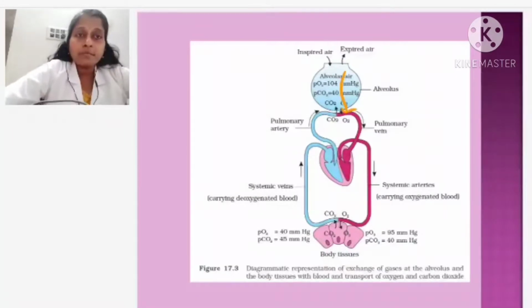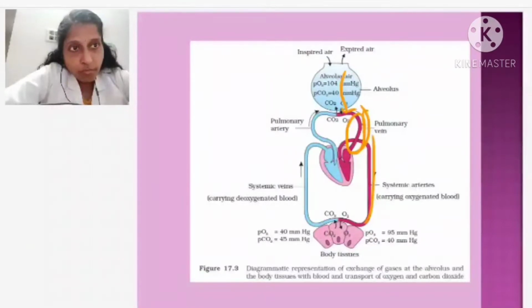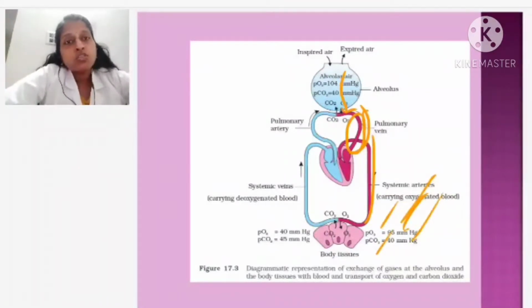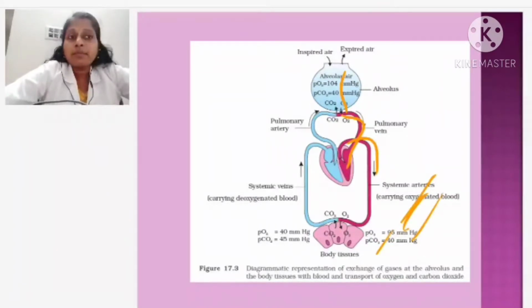There is a mechanism through which the oxygenated blood will be moving into the arteries only. So oxygen has moved in here, now the oxygen is more. Now the blood is moving like this. In this oxygenated blood, what is the condition? The pressure is 95 mmHg of oxygen and 40 mmHg of carbon dioxide. With this it is coming to various parts of my body.